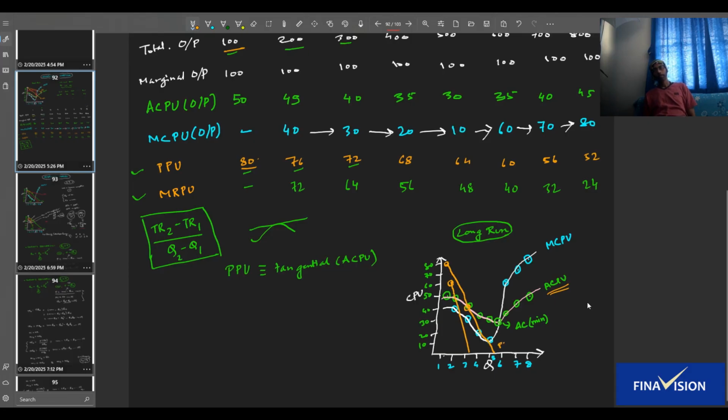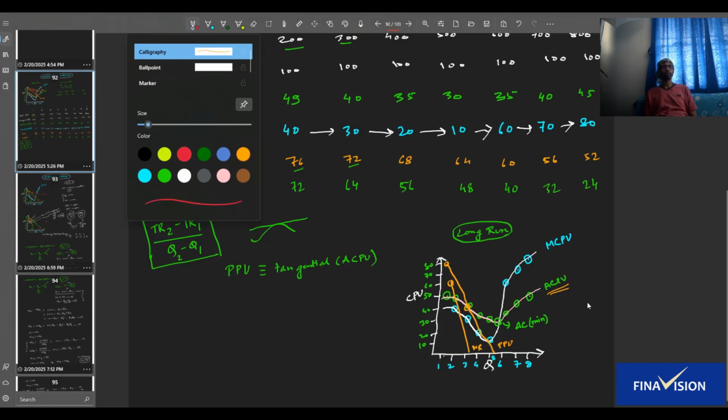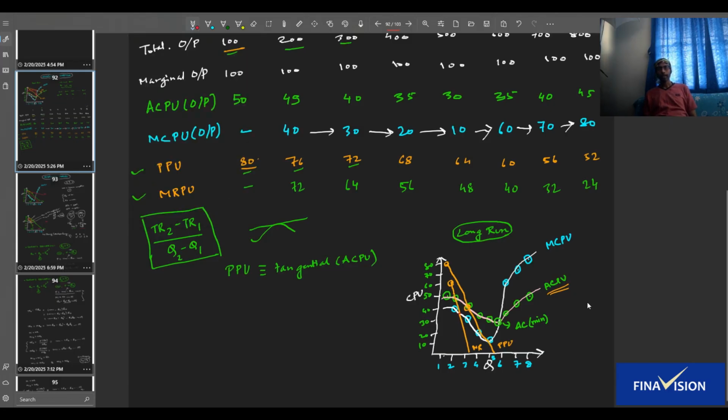So this is the price per unit and this is the marginal revenue curve. Now, what is the optimal output, friends? It is still the intersection between the marginal cost and marginal revenue. It is this point.